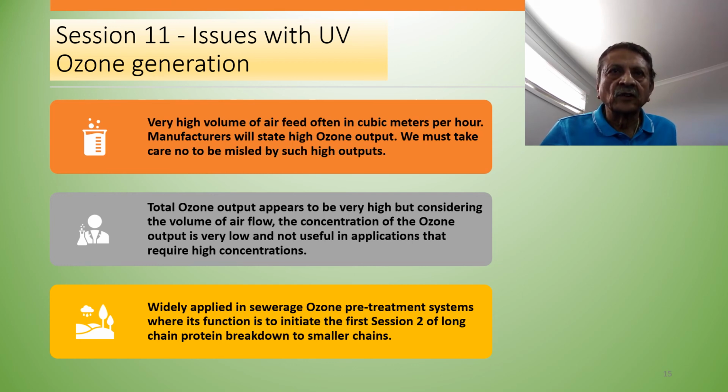This low concentration, high volume ozonated air can be used in sewage treatment, pre-ozonation, because the purpose of this ozone is not to kill the bacteria, but to break down the proteins to make it easier for the bacteria to digest. This information will be provided in later sessions where we discuss the application of ozone for sewage treatment.